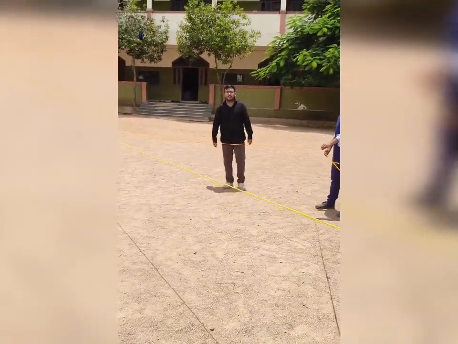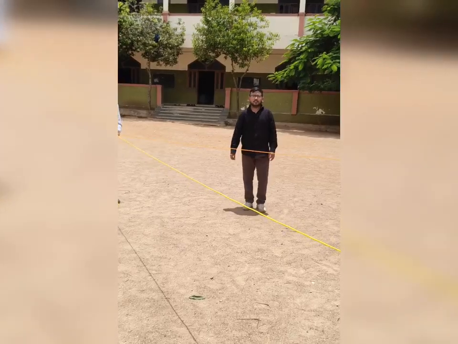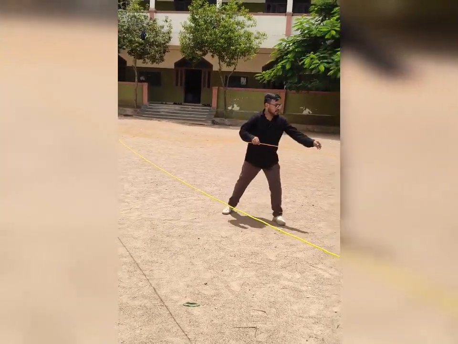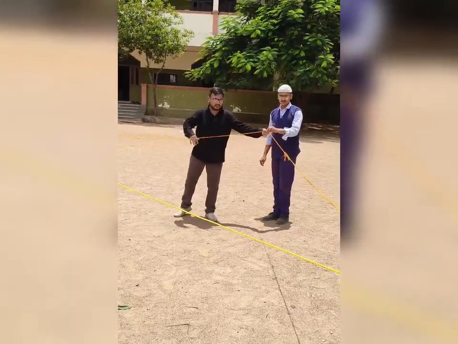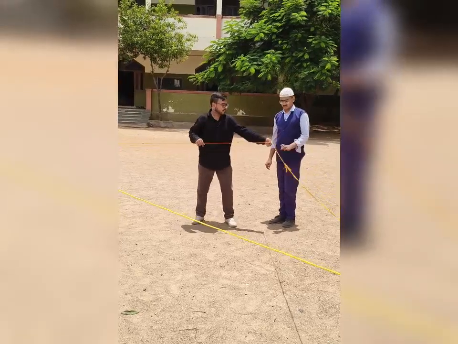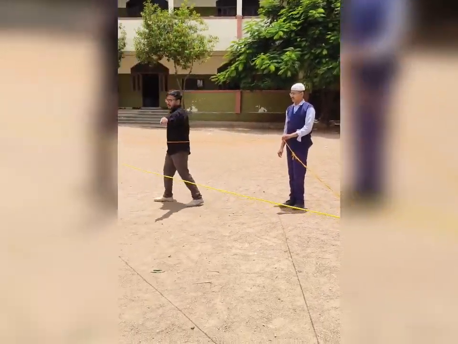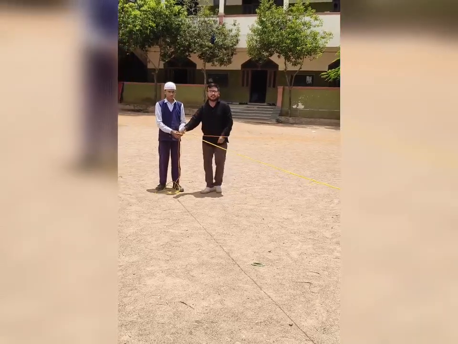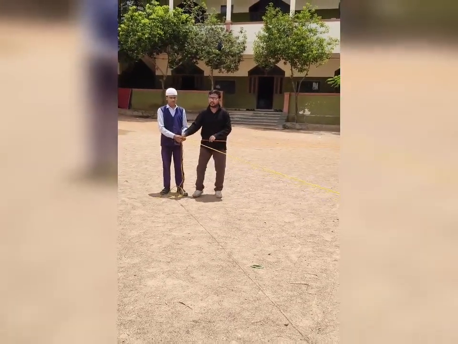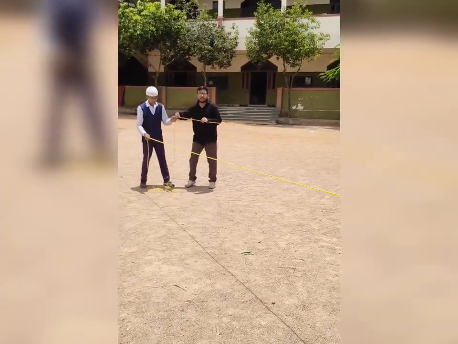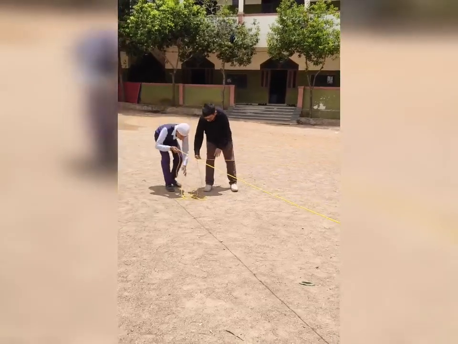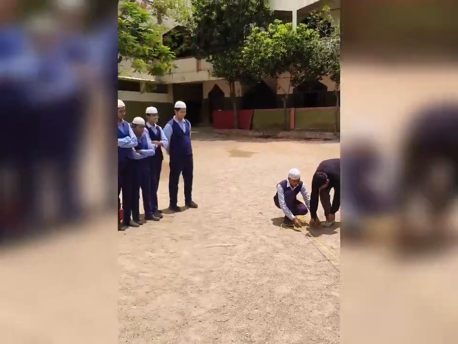First of all, we will draw a base of 3 meters. We have a rope here. We have knotted it. From here to here, this is 3 meters. From here to there, this is 4 meters. And this yellow one shows our hypotenuse, that is 5 meters. First of all, we will draw our base here. We will keep our base here. Hold it here.